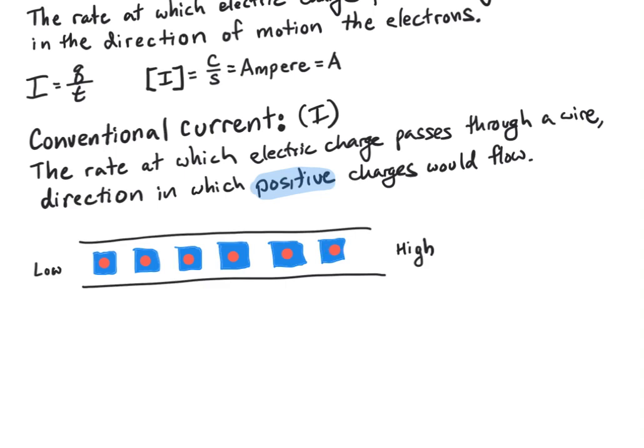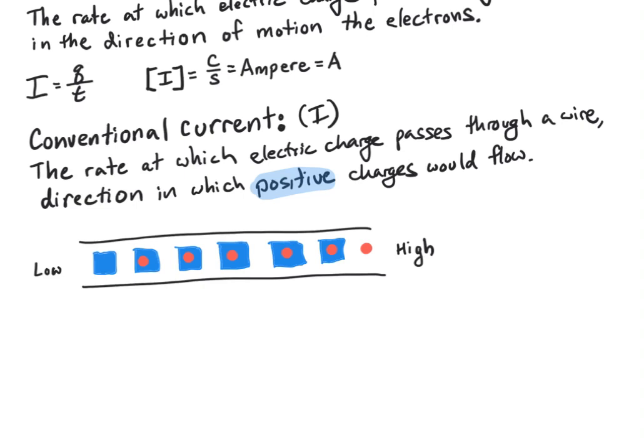When I move the first charge to the right, it leaves behind the positive atom. Don't worry about what's going on to the right of the wire for now. Then the next electron moves to the right and takes its place. And then the next one moves to the right and takes its place, and so on down the wire.